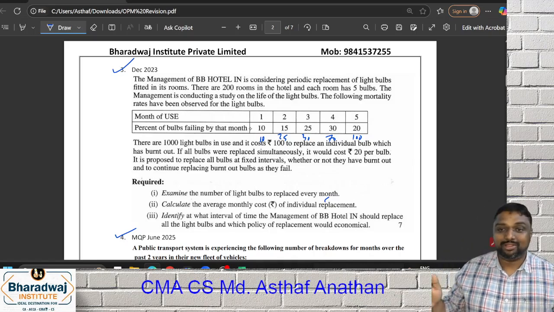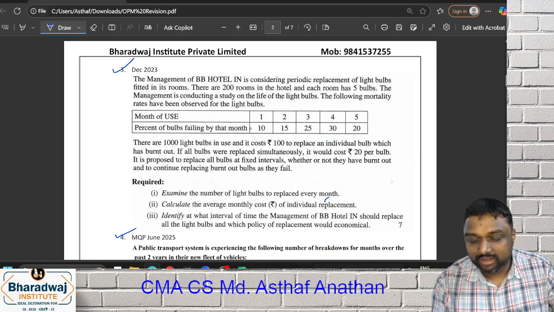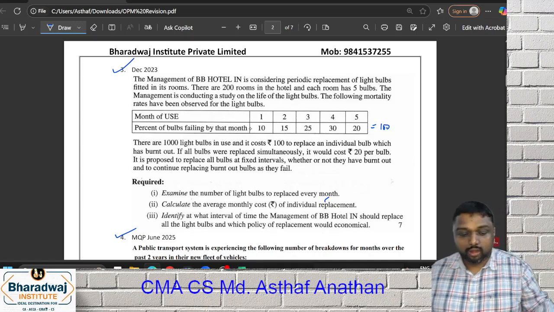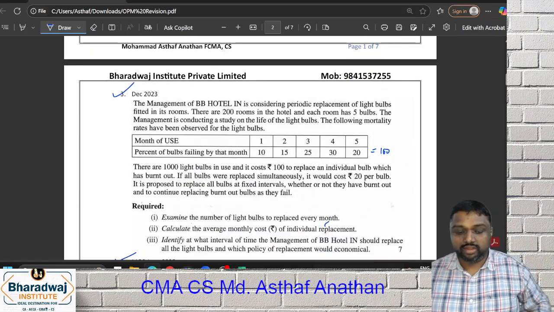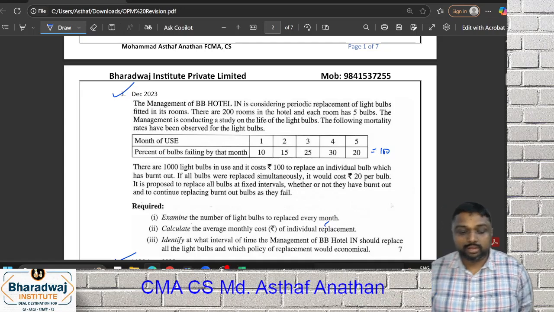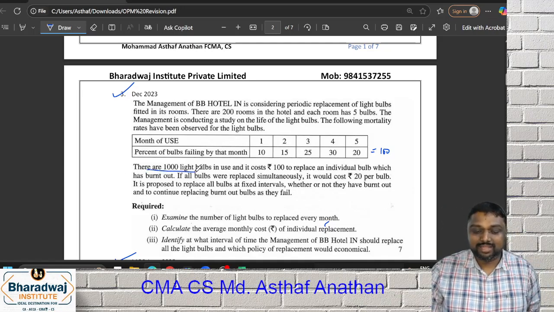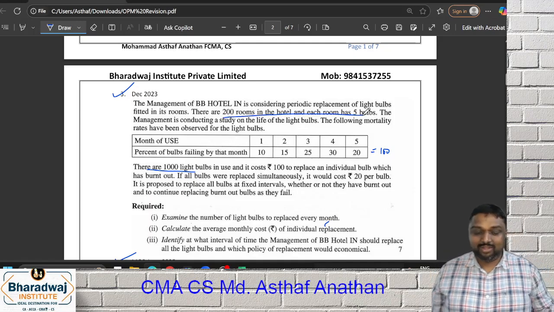So if cumulative is given, we have to split it. In this question, maybe because of the 7 marks, they have not asked any testing point. They have already given each figure, so the total will come to 100. Just like how we did number of breakdowns with a multiplier, we can do it here very easily. The percentage of probability is given. There are 1000 bulbs in use. We are very lucky that 1000 bulbs are given, and we have already multiplied 200 by 5.